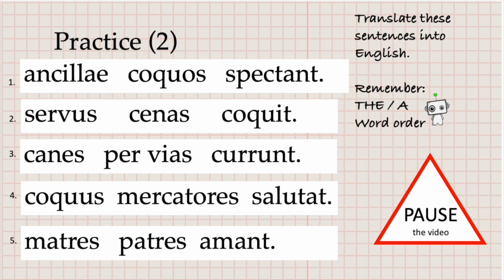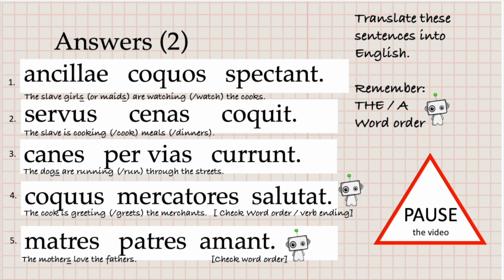Okay, here's practice exercise number 2. Here's some sentences to translate into English. Remember, look out for where you need to add the or a to make sense. Make sure you get the word order right in English, and watch out for singulars and plurals. Pause the video now. Okay, here come your answers.